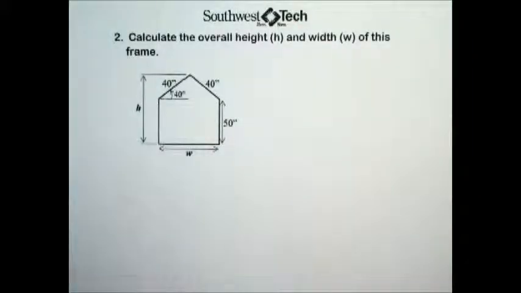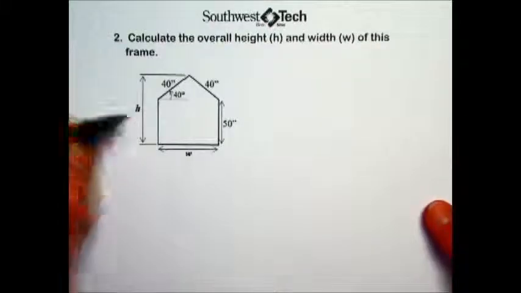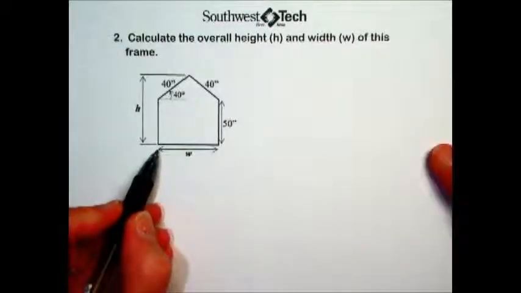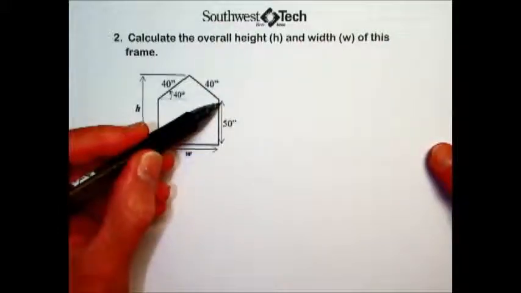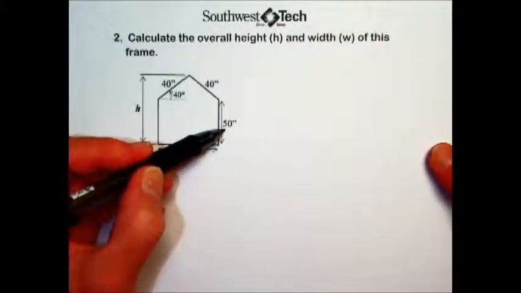Practice set 19, problem 2. Calculate the overall height and width of this frame. We know a portion of the height, 50 inches.